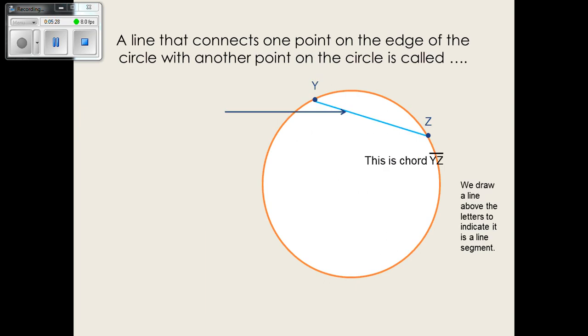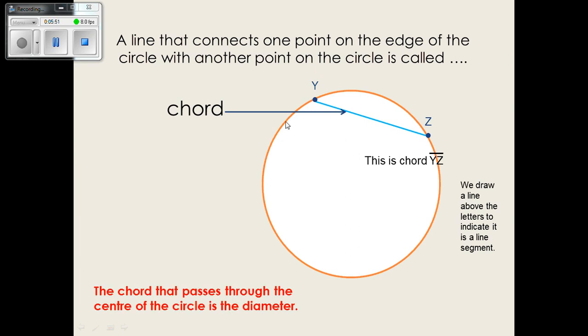Now a line that connects one point on the outside edge of the circle and then goes straight over to the other side is called a chord. This chord is line segment YZ because I've labeled the endpoints Y and Z, and it's a straight line, so we have another line segment here. Special note: the chord that passes from one side through the center to the other side is the diameter. So the diameter is just a special chord that goes through the center.